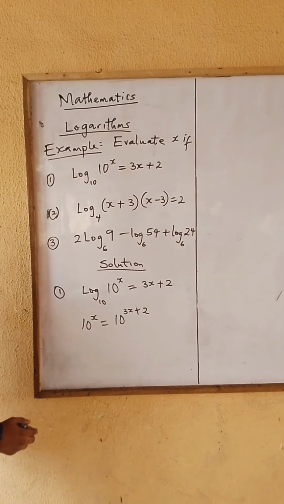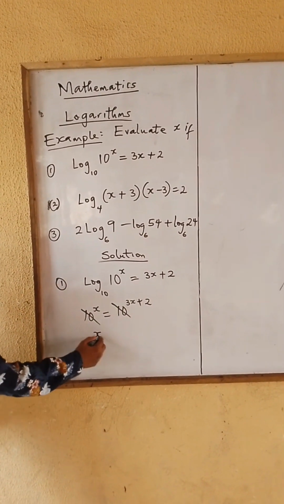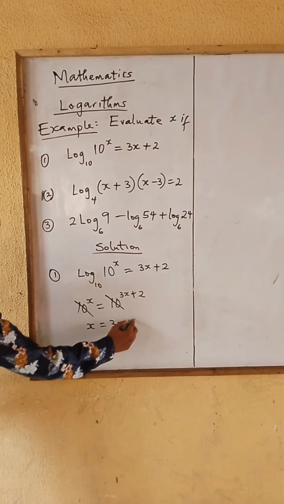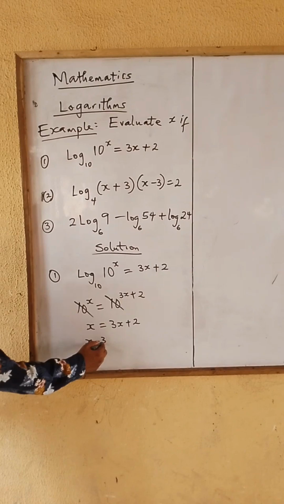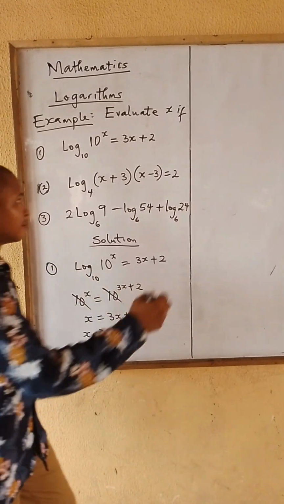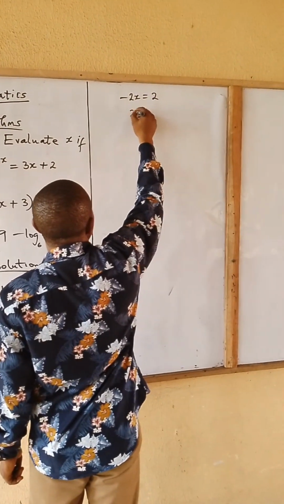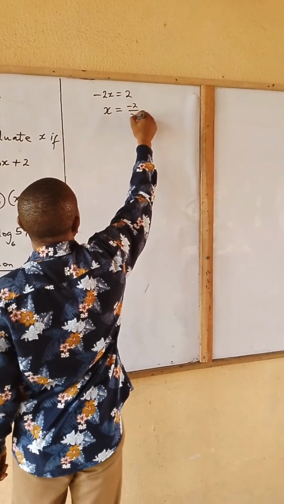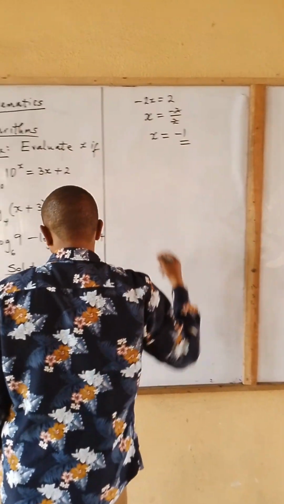And according to the law of logarithm, this base can eliminate each other. So we are going to have x is equal to 3x plus 2. We can collect like terms. So we are going to have x minus 3x is equal to 2. Then we are going to have minus 2x is equal to 2, and x is equal to minus 2 over 2. Therefore, x is equal to minus 1.